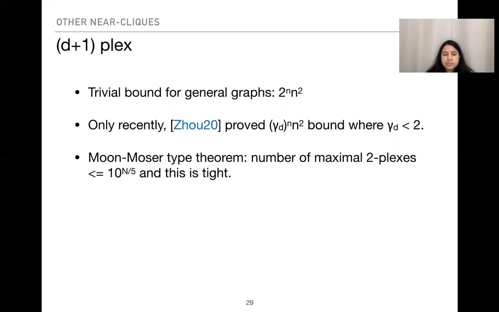And what we show is a Moon-Moser type theorem for the number of maximal two-plexes in general graphs. And this bound that we give is actually tight. So other than the Moon-Moser theorem, which is the theorem for the number of maximal cliques, this is the only known tight bound for this kind of structure.